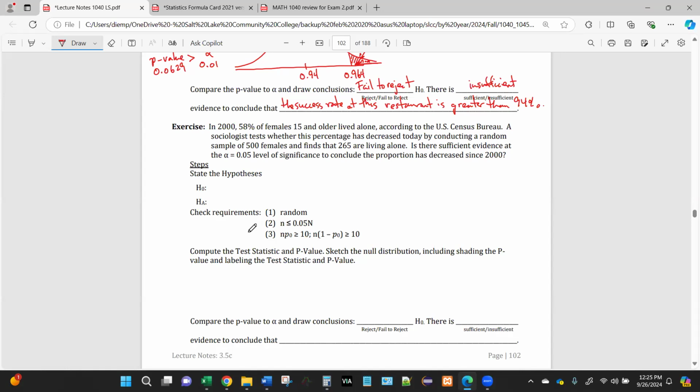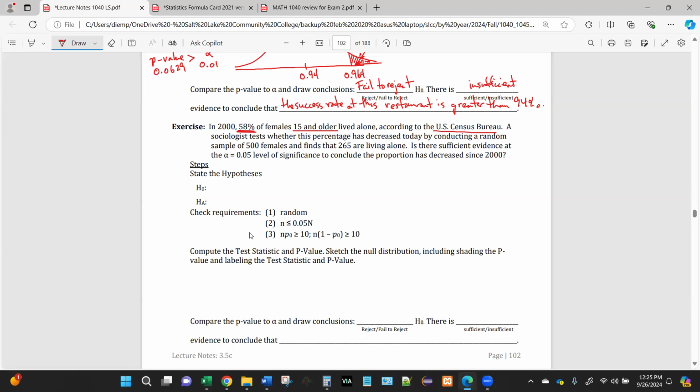So in 2000, let's say there was a study done by the Census Bureau that was pretty conclusive. They looked at the percentage of females 15 years and older, so kind of high school plus aged females, and 58% of them were living alone at that time. So now a sociologist believes that that percentage has decreased today. For whatever reason, this sociologist thinks that something has changed and it's actually decreased.